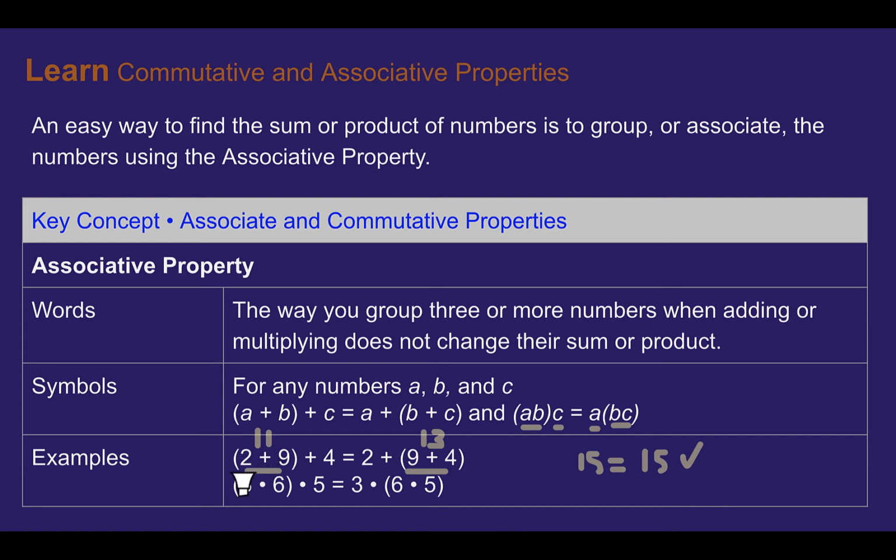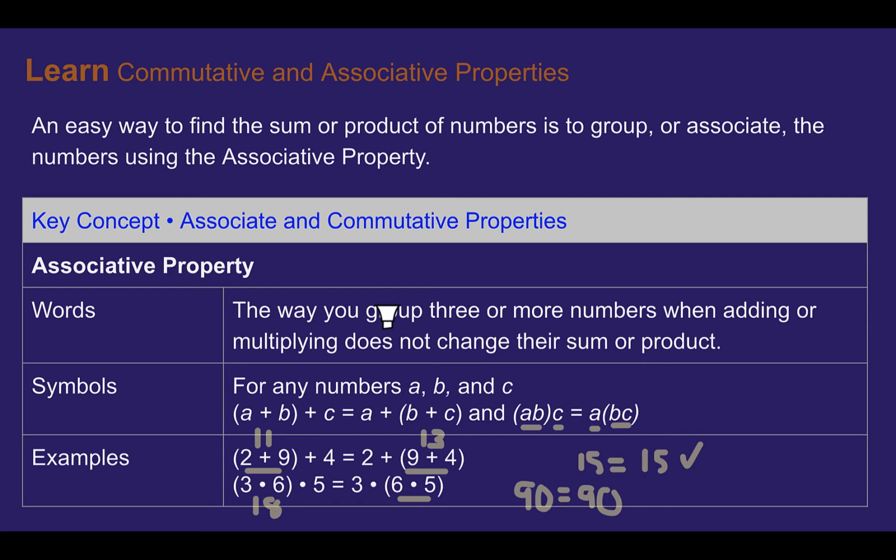For multiplication, 3 times 6, 18. 18 times 5 is going to be 90. Or we could do the other way. 6 times 5 is 30. 30 times 3 equals 90.